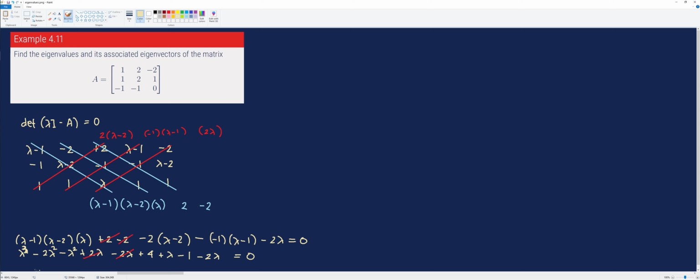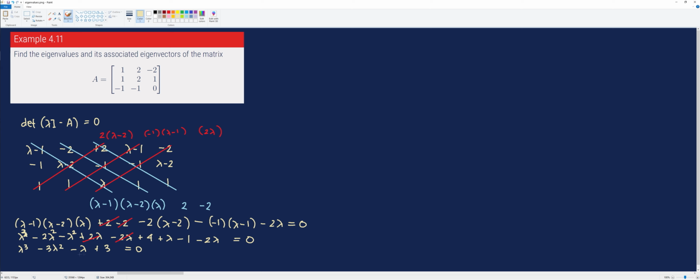And we have here lambda cubed. This is negative 3 lambda squared. Four plus negative 1, oh, we can add that one later. About this one, this is negative lambda. And this one is plus 3. So this is equal to 0.